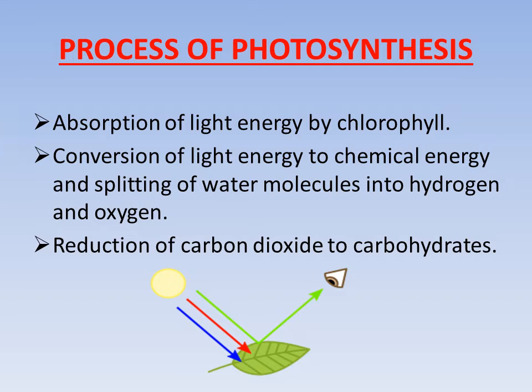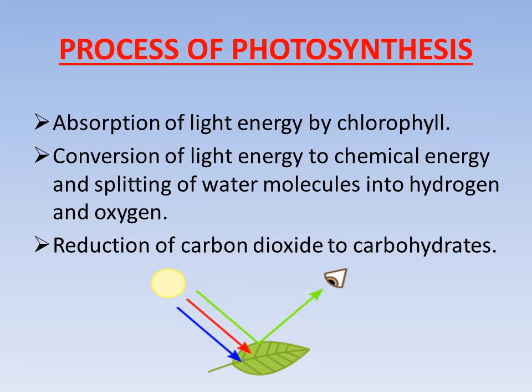The third point is reduction of carbon dioxide to carbohydrates. The carbon dioxide which is exhaled by humans is absorbed by the plants. We all know that. Now how is this carbon dioxide converted into something? In plants, the carbon dioxide is converted into carbohydrates. In the equation, we saw that glucose was formed, C6H12O6, that is a carbohydrate only. So carbohydrate is formed from carbon dioxide and oxygen is formed from the water molecule, which was given on the reactant side.